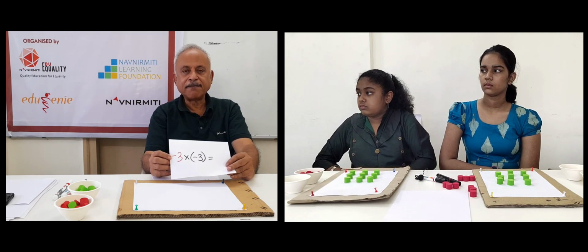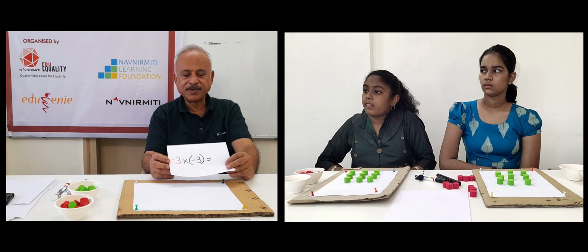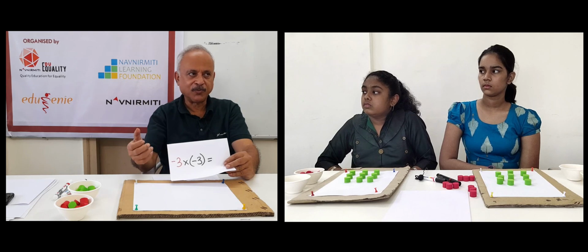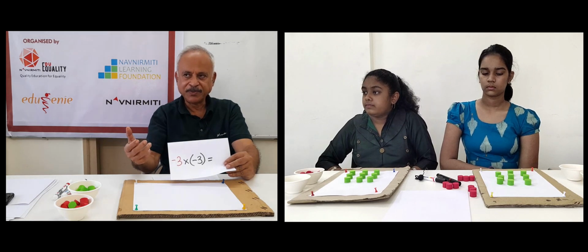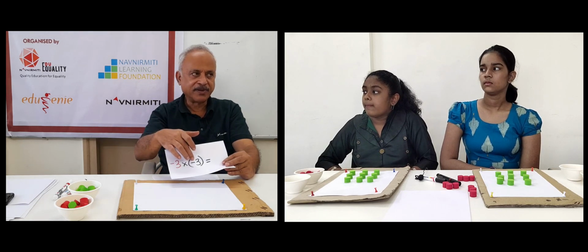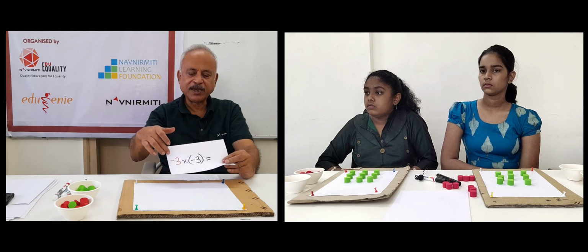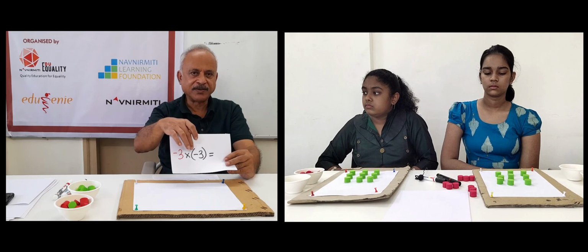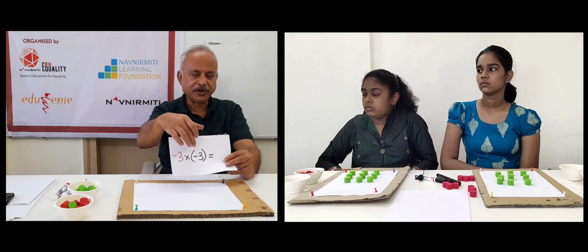Correct. So negative 3 times, actually we should say minus 3 times negative 3, because this minus is an operation. When we talk about operation, we say minus. And this is a negative number. So that's why I've used this in red color. These are the operations, and this is the property of the number.